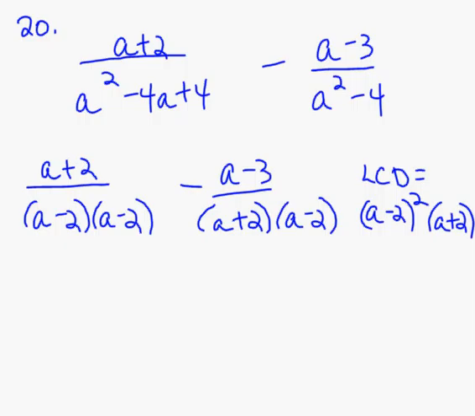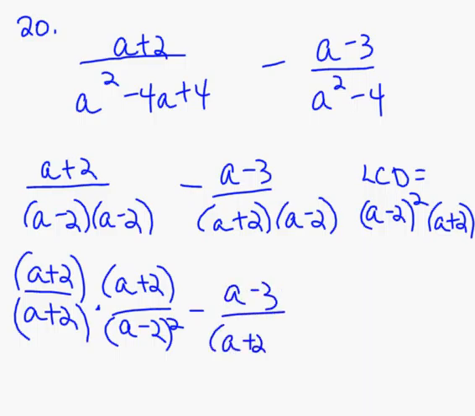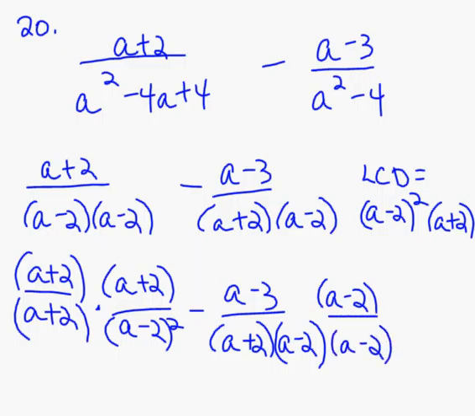So now I have to look at the first and the second fraction and see what part is missing. From my first fraction, what's missing is the a plus 2, so I'm going to multiply the top and bottom by a plus 2 times what I already have there, the a plus 2 over the a minus 2 squared. And for the next one, what's missing from my denominator is one of the a minus 2's, so I have a minus 3 over a plus 2 times a minus 2, and I'm going to multiply the top and bottom by the a minus 2. Remember, when I multiply the top and bottom by the same thing, I really multiplied by 1, so I haven't really changed the value of that fraction.